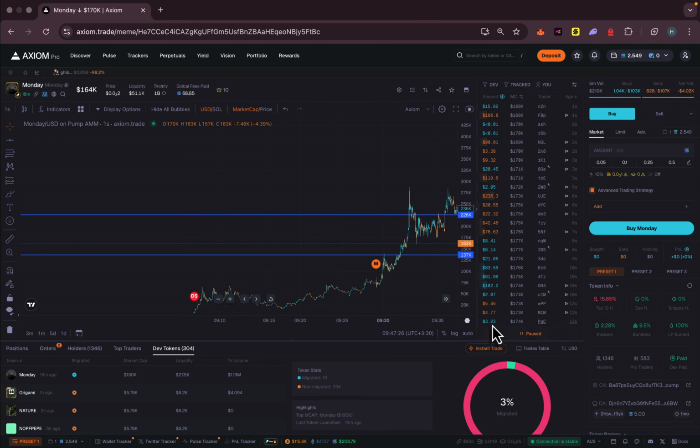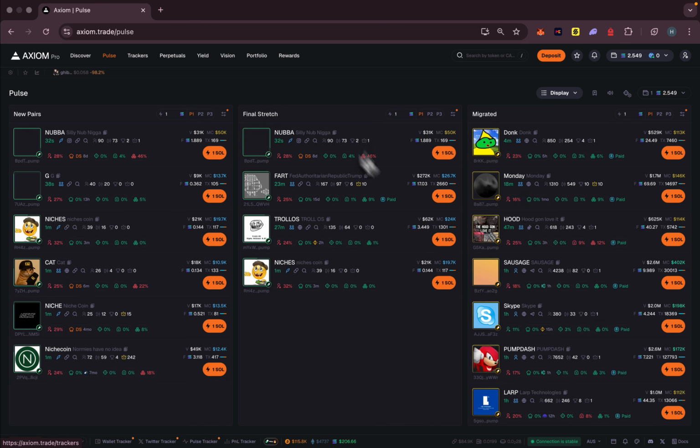Always wait for the migration, for the dump, and in the dump you can buy the token if you believe in the idea behind the project, and you can sell it in these two different levels. It really depends on how much you believe in the project.